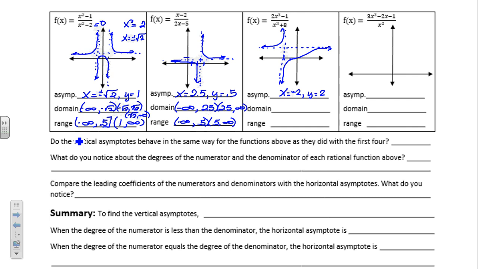Domain. Yep. So this one wasn't crazy, right? So it gets easy when they're not crazy. You can just look at your asymptotes. The range. Just don't let them lull you into a false sense of security. Now we're on to our last one in this group.